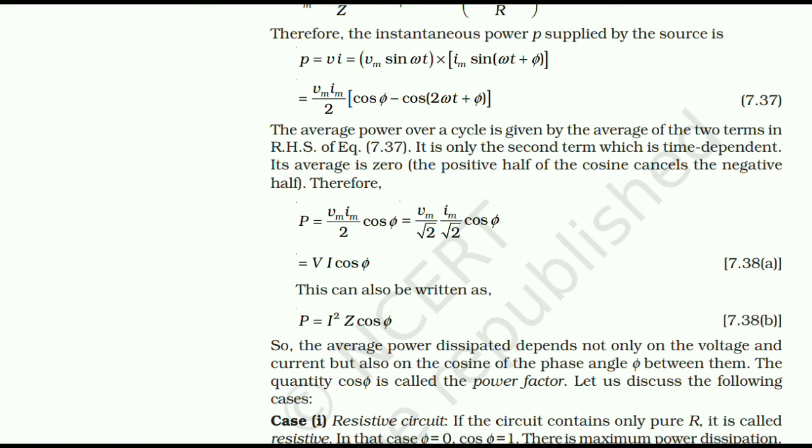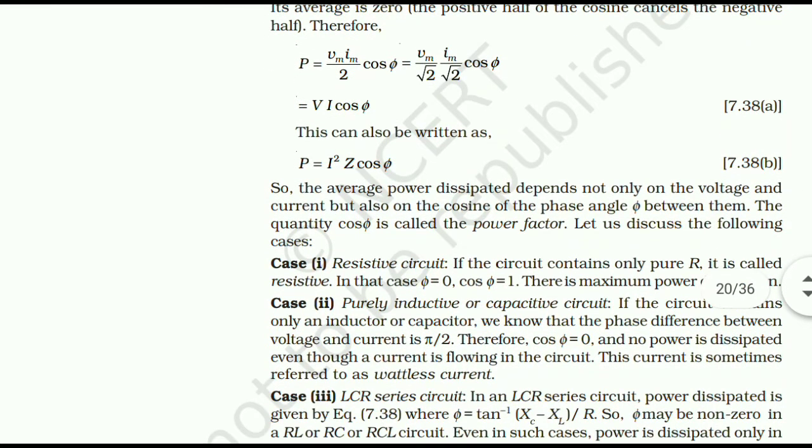Therefore, P = im vm cos φ / 2, which is equal to (vm/√2)(im/√2) cos φ, which is equal to V I cos φ. This can also be written as P = I² Z cos φ. So the average power dissipated depends not only on the voltage and current but also on the cosine of the phase angle φ between them. The quantity cos φ is called the power factor.